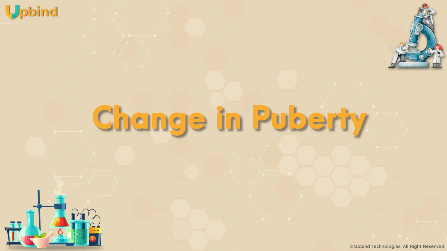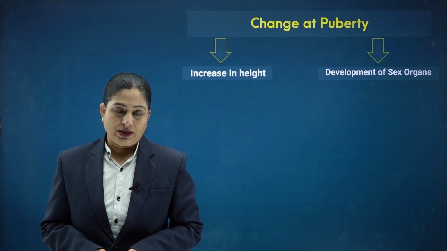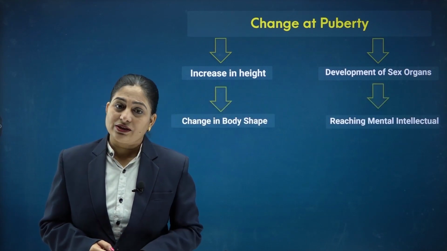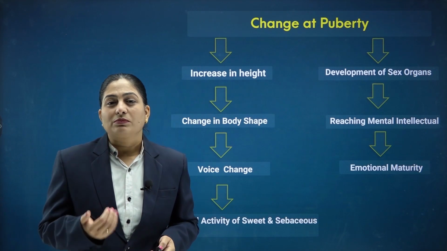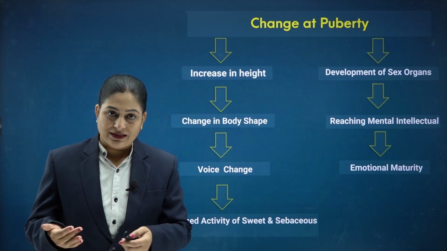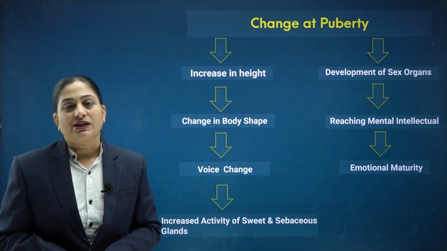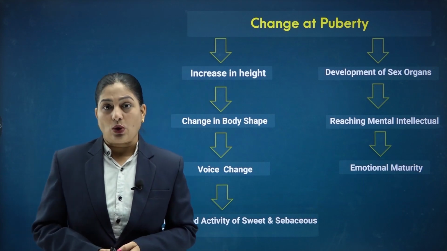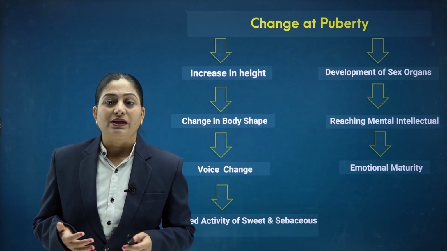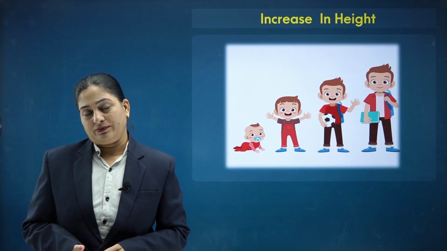Now, what are the changes at puberty? Let us discuss. First is the increase in height, then change in body shape, then the voice becomes deeper and sharper. In boys and girls it varies. Then we talk about the increased activity of sweat and sebaceous glands, development of sex organs, and reaching mental, intellectual, and finally emotional maturity.